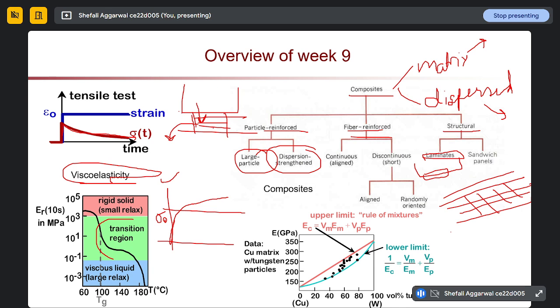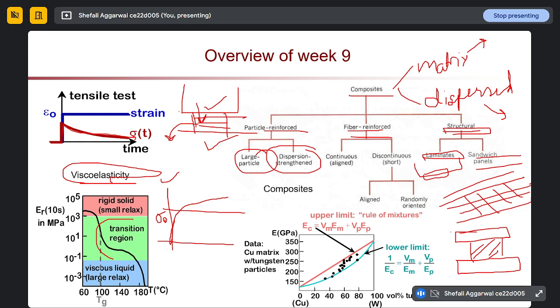This is not a composite, this is just a polymer. But an example is when you have structural elements and in between you are using your polymer. That is a type of structural composite, or we can say sandwich panels. We have one layer of material, another layer of the same material, and in between we are using a dispersed phase. That is a structural composite.